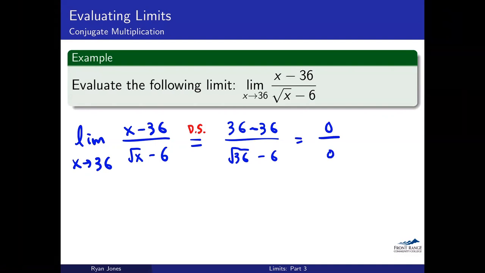That square root of 36 goes to a 6, and then I subtract 6 off of that. I get 0 over 0, indeterminate form. Oh no, yikes. We don't like it. We're going to move on. We're going to have to adjust the x minus 36 over square root of x minus 6. We're going to have to do something to it in order to rewrite this limit so that we don't get a 0 over 0. So let's go ahead and do that.